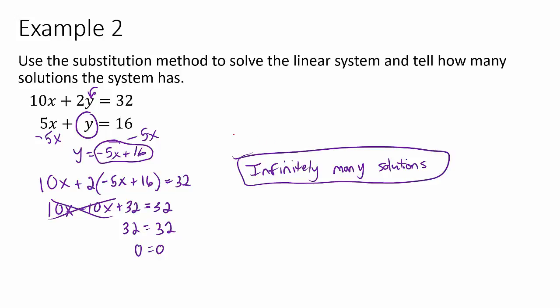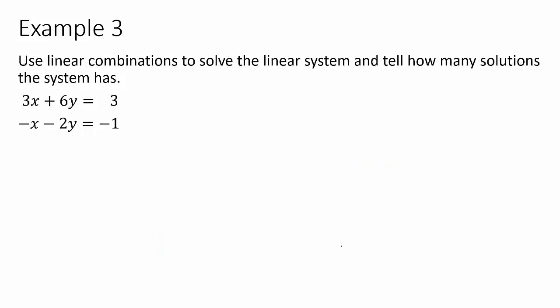So let's do this with linear combinations, which is the other way of saying elimination. And let's just check out and see how this works. So if I want to use elimination, it looks like the easiest thing to do is to times the bottom equation by 3, because I want to pick either x or y to try to eliminate. If I pick x, I'm trying to get a negative 3 in front of the x in this second equation so that I can cancel them out. So negative 3x minus 6y equals negative 3.